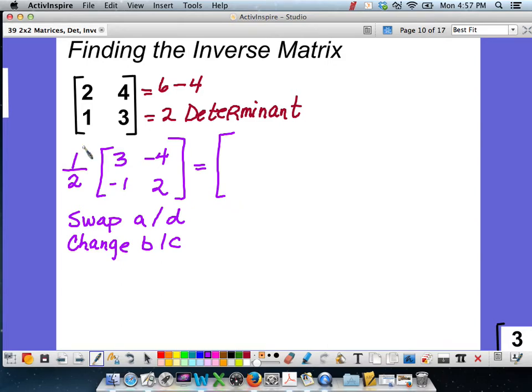Now we want to multiply that in. So we have 1/2 times 3, which is 3/2. 1/2 times negative 4 is just negative 2. 1/2 times negative 1 is negative 1/2. And then half of 2 is 1. This is my inverse. So to find that inverse, here it is right here. I want to show you one more example.